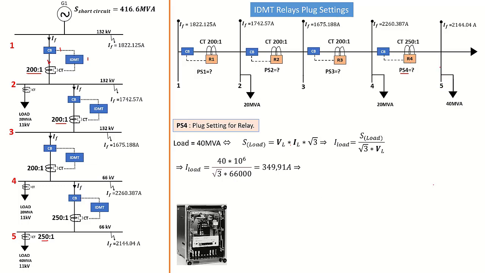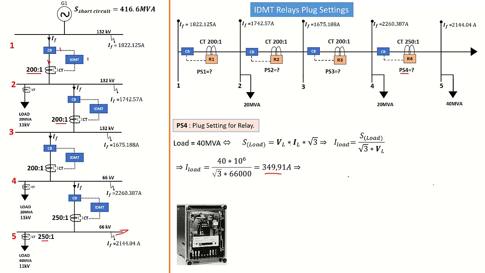Now the 66 kilovolt is the busbar voltage, the busbar potential, and that is 66 kilovolt on this busbar here, busbar 5. That gives us a load current of 349.91 amp. So that is the load current flowing through this relay in a normal condition, and it shouldn't trip from that. So we're going to set the settings for that.